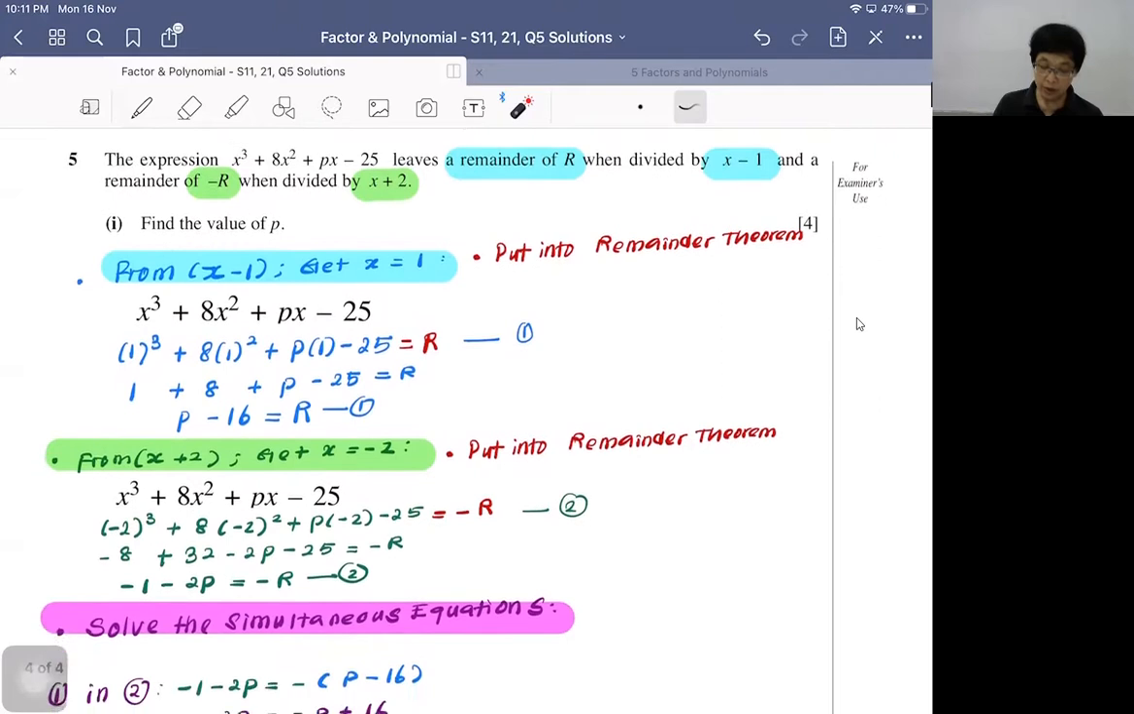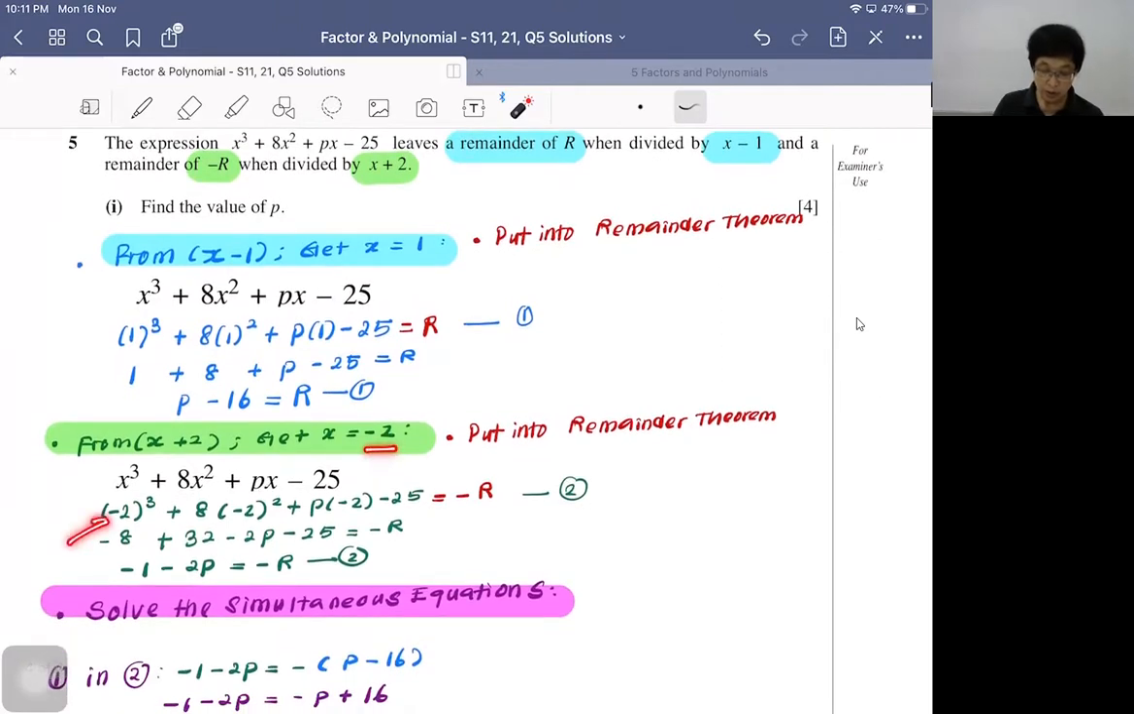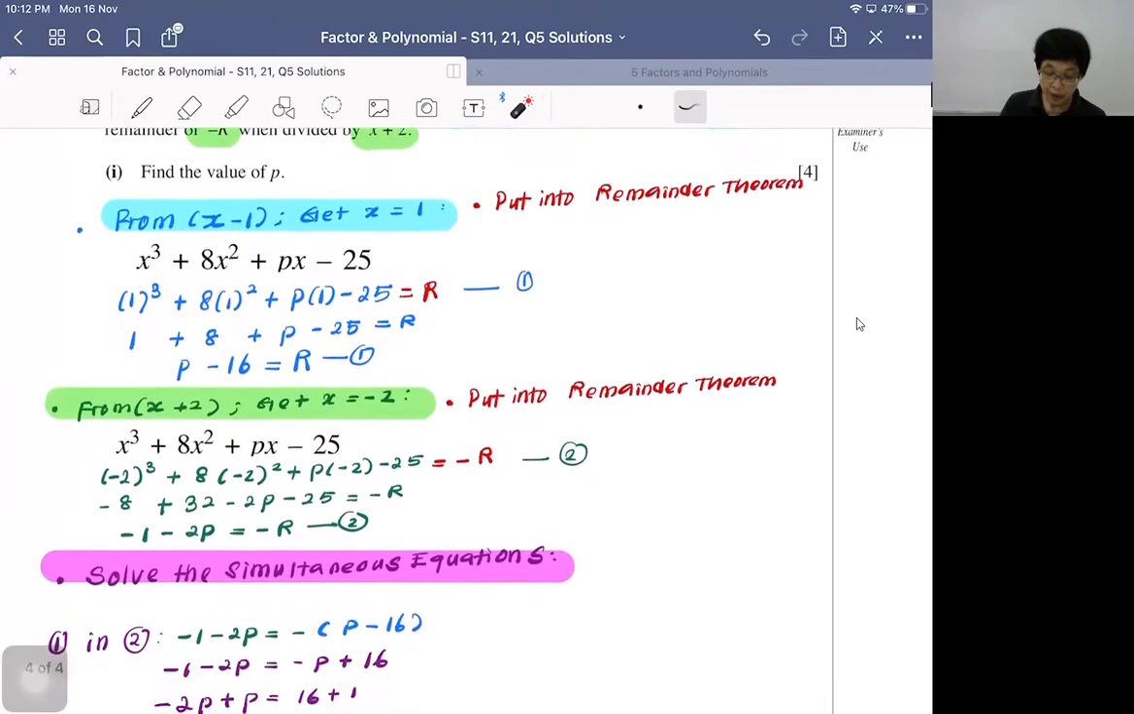Therefore, now with x equals minus 2, we substitute accordingly. And then remember, the remainder theorem tells us that it will equal the remainder. And the question tells us the remainder is represented by negative r. Then we just put it in accordingly. And after substitution, we simplify the like terms and so on, and we arrive at negative 1 minus 2p equals negative r.